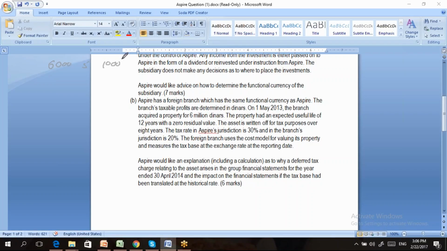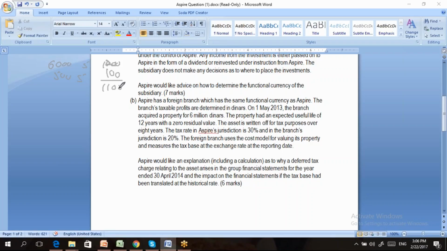So the cost is 6,000 divided by 5, which is 1,200. Then we have depreciation over a period of 12 years of 500, which at 5 will be 100. So we'll have 1,100. The figure that will appear in the non-monetary asset will be 1,100.